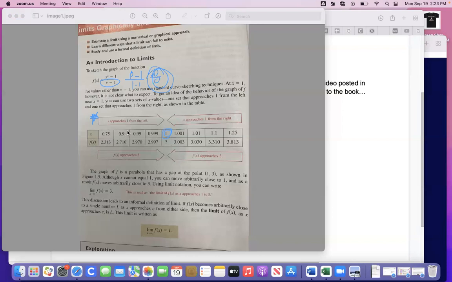And again, taking the 0.9, plugging it in, we get 2.7. As you notice, as we get closer and closer to 1, these values are also getting closer and closer to a particular number. As you can see here, these are approaching the number 3.